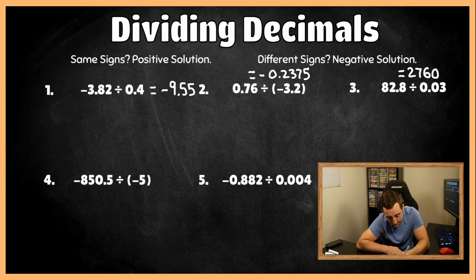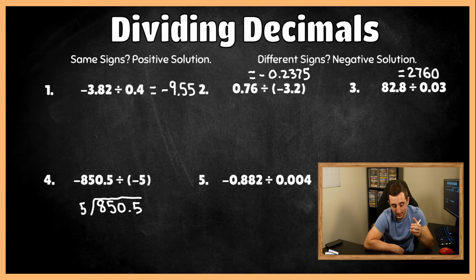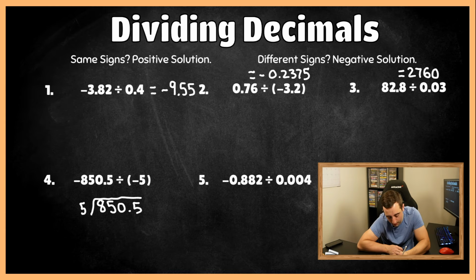So 850 and 5/10 is going to be our dividend, and on the outside is going to be 5. Now what's nice about this is that our divisor is not a decimal at all. We can go ahead and divide these right off the bat. So move our decimal point up into our final answer, and now we can go ahead and divide these.